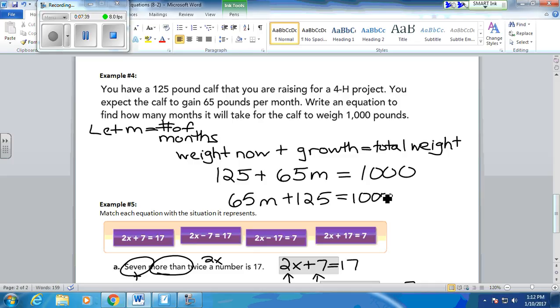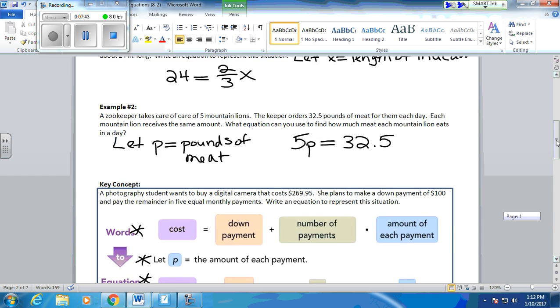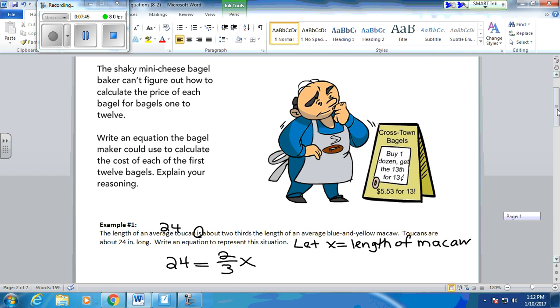Okay, and then for our last one, we're just going to look at the launch. Back on the front, where we've got that shaky bagel baker again. And so this time the shaky mini cheese bagel baker can't figure out how to calculate the price of each bagel for bagels 1 to 12. Write an equation the bagel maker could use to calculate the cost of each of the first 12 bagels. Explain your reasoning. Explaining our reasoning will just be using the equation.